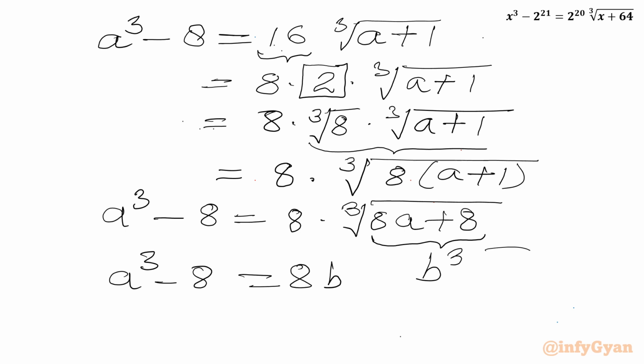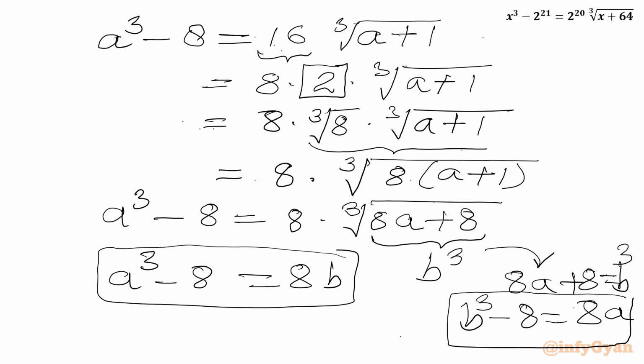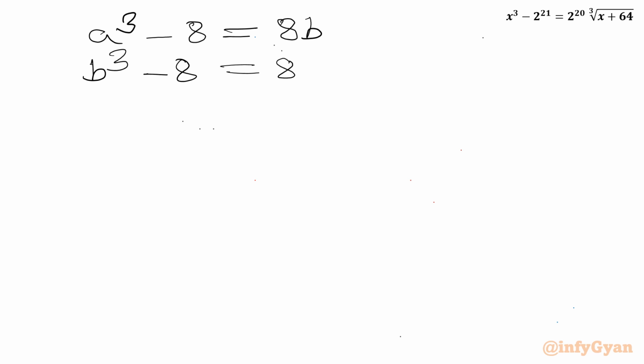And from this substitution itself, I can write 8a plus 8 equal to b cube, or b cube minus 8 equal to 8a. So we have two equations here. Let me write a cube minus 8 equal to 8b and b cube minus 8 equal to 8a.